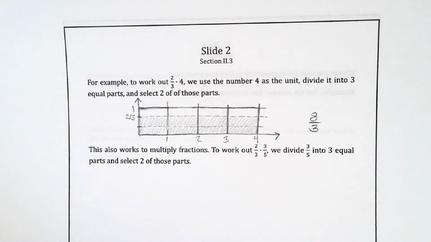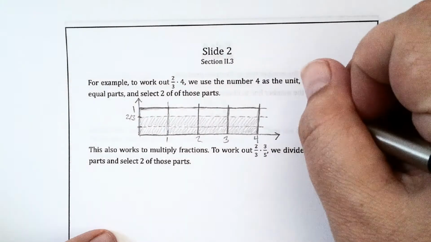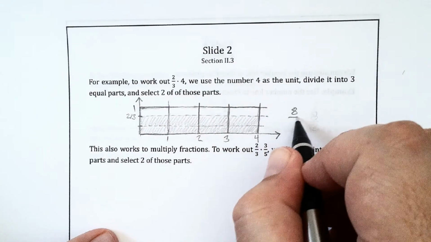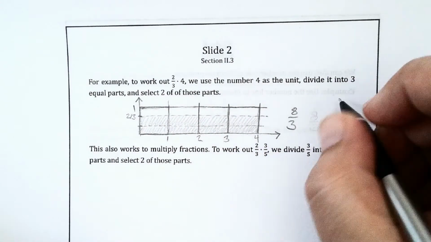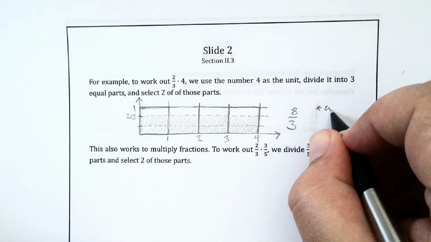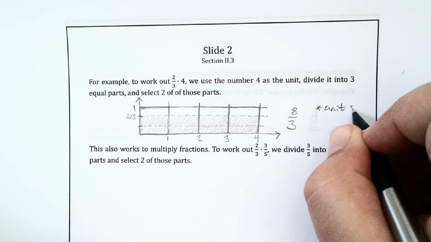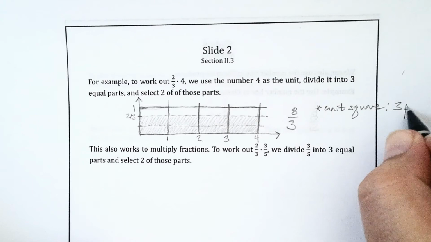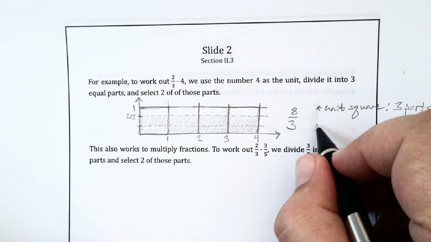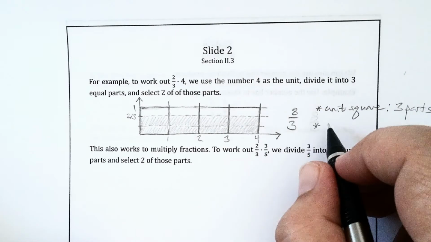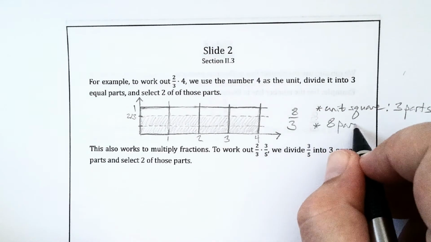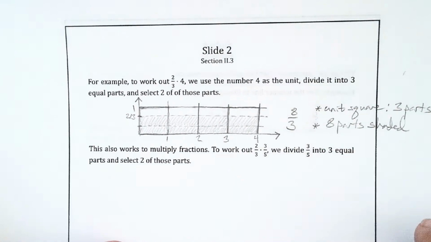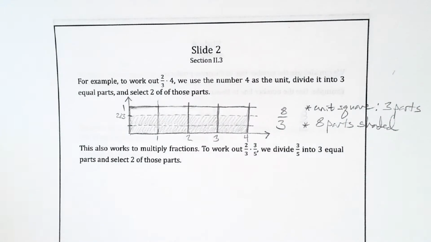So, what's going on here? Well, let me move this 8/3 a little bit. The unit here, that's the unit square. There's 3 parts. And then there are 8 parts shaded. So it's 8/3.